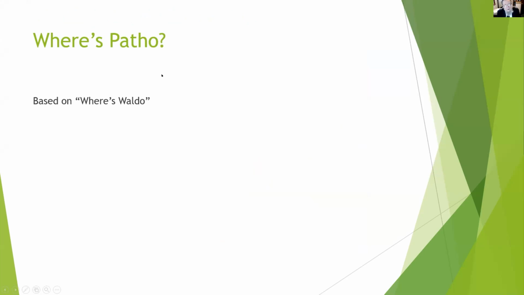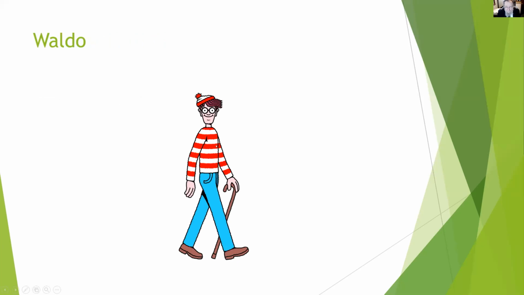Where's Patho? By way of introduction, there is, I'm going to call it a children's book, but not necessarily for children. It's called Where's Waldo? That's in America and Europe and other places. It's known as Where's Wally, same idea. So here is Waldo. Okay, nice guy. Take note, striped shirt, blue pants, cute little hat, interesting glasses, unique hairstyle. That's Waldo.